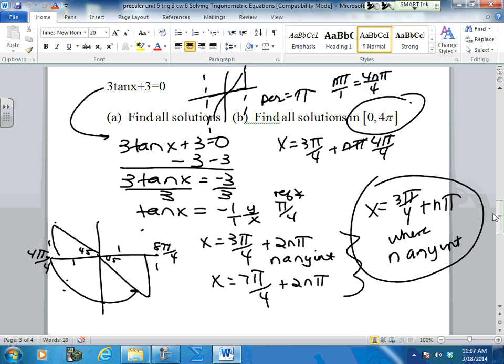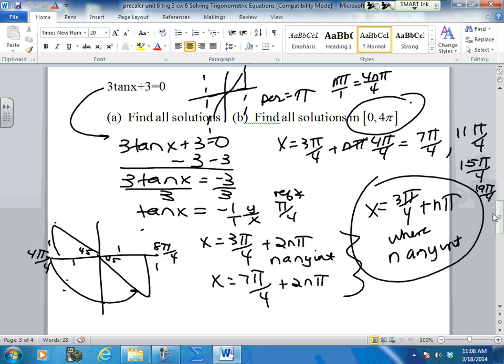So I add this and I get 7 pi over 4. Add another 4n pi to this. What do I get? 11 pi over 4. Add another 4. What do I get? 15 pi over 4. Add another 4. 19 pi over 4. I said, how many would I find? If I found 2, I'm only going to find 4. I really went kind of crazy here.